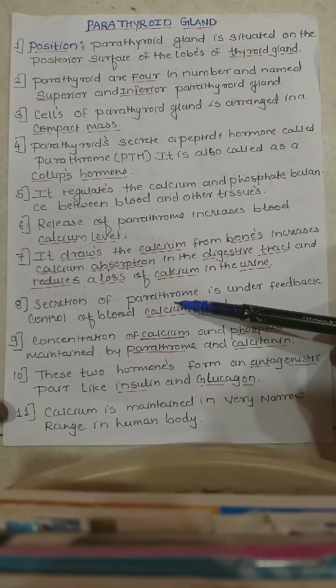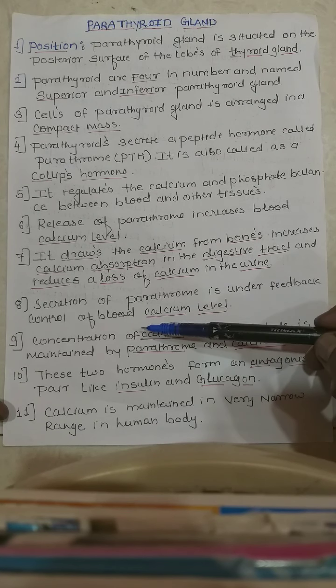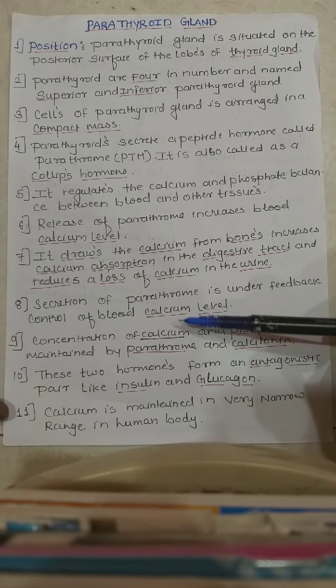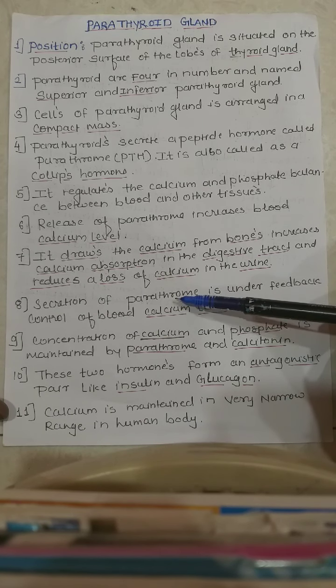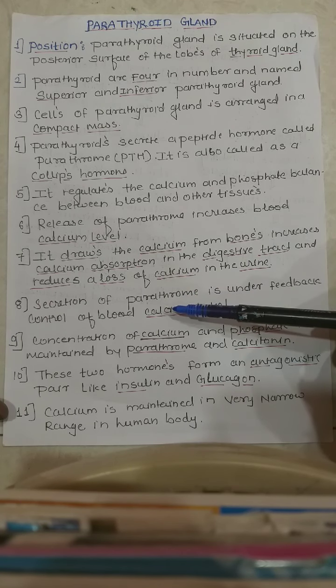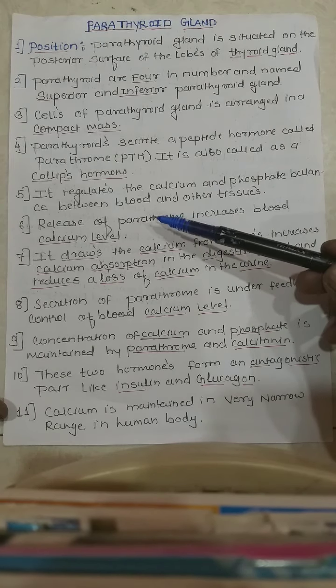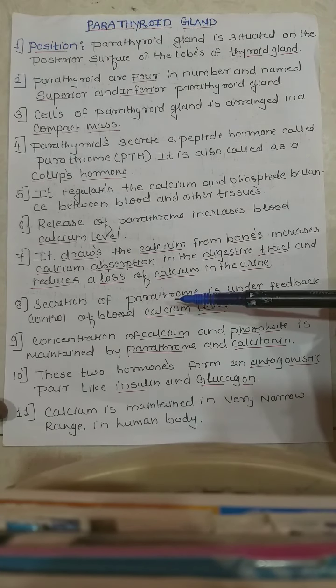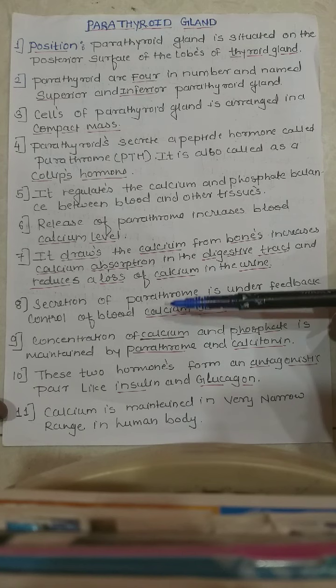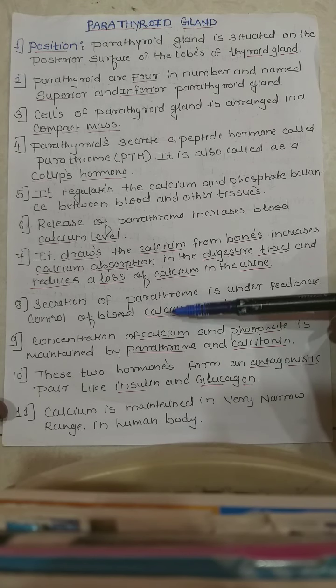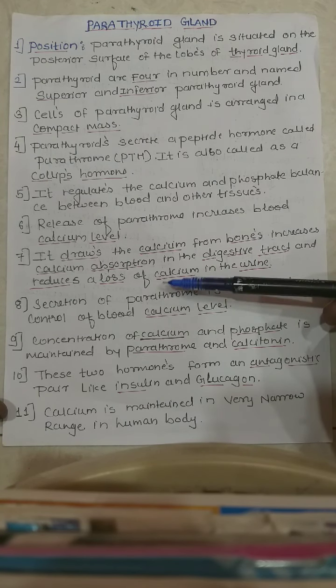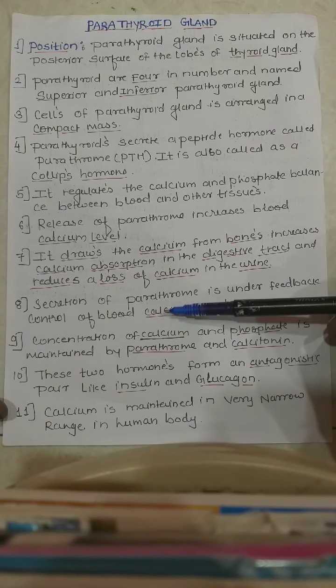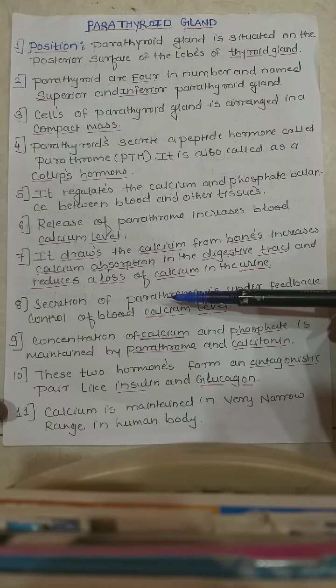Secretion of parathormone is under feedback control of the blood calcium level. If there is low calcium, a signal is given, and parathormone is secreted and increases the calcium level in the blood. If the calcium level increases, then again by feedback, thyrocalcitonin is secreted, takes up calcium from the blood and decreases the calcium level.